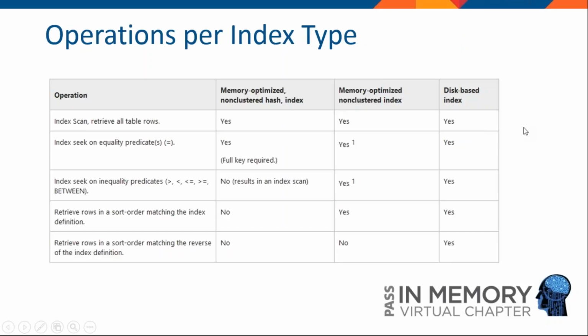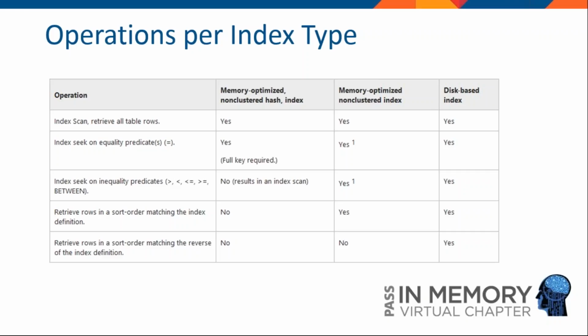I got this table from MSDN, and it's actually a quick reference when you're trying to use in-memory tables and you want to use an index over it. As you can see, in the first column we have the operations that you are able to do over your data, and then we have 3 columns. The first one is the hash memory optimized index. The second one is the non-cluster index, and the third one is the disk-based index. And then over here you will see what type of operation is good for each of those indexes.